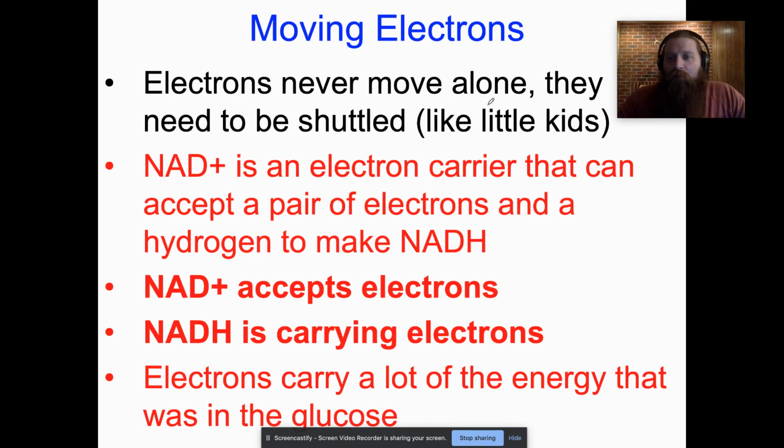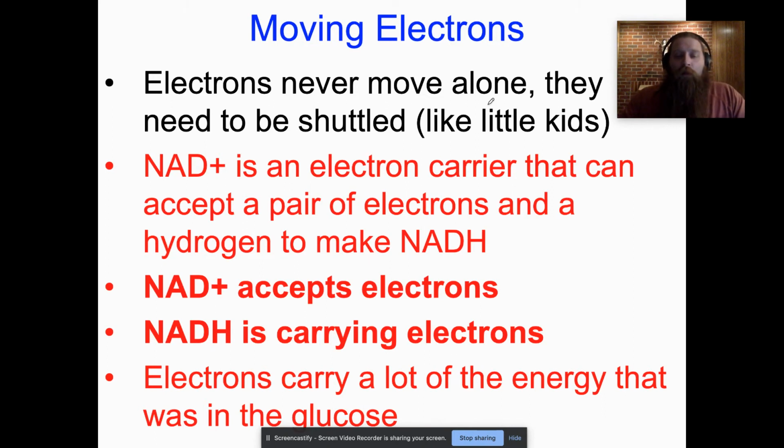Now, in order to actually get this to happen, I have to move electrons. And electrons have to be shuttled, right? They're like kindergartners. If you have 40 kindergartners, you don't just say, hey, go to the cafeteria. That doesn't work. You've got to shuttle them along. They're like herding cats. And electrons are the same way. You can't just say, hey, you're free, go to the right place. You have to shuttle those along.